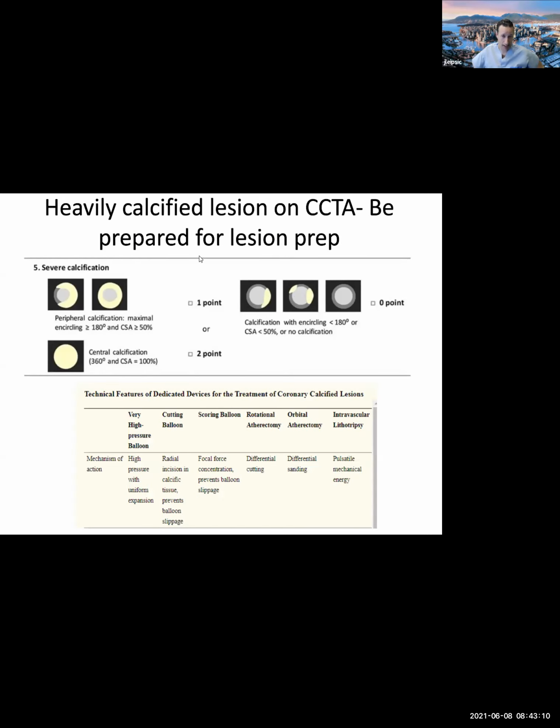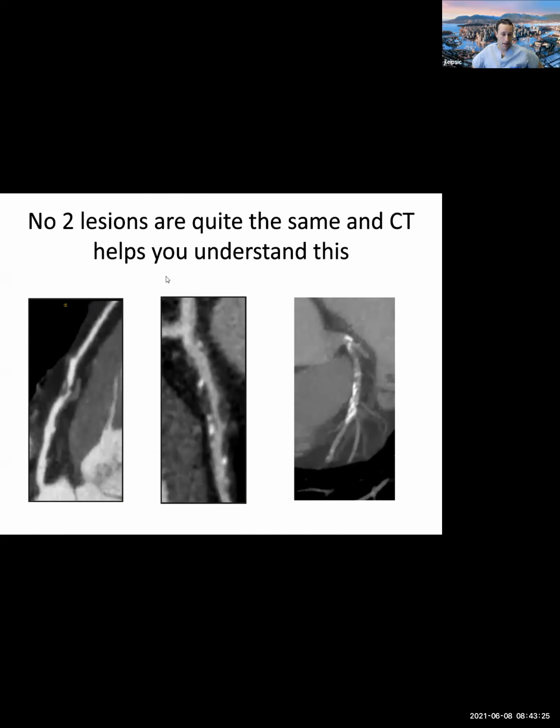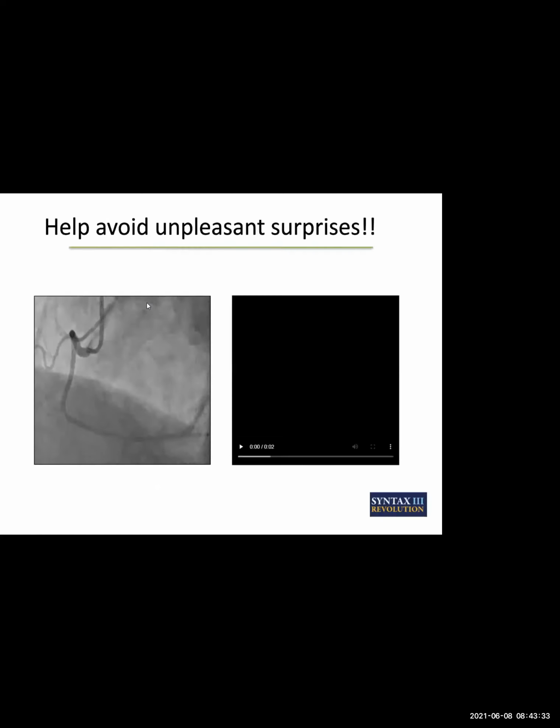We also know CT can provide you plaque morphology, helping us understand if we have heavy calcium and when you may want to go into the lab prepared to encounter a heavily calcified lesion. We know that lesions are never the same, and therefore this understanding of patient-specific anatomy can help you understand perhaps potential risk of embolization or, again, need for lesion catheterization.